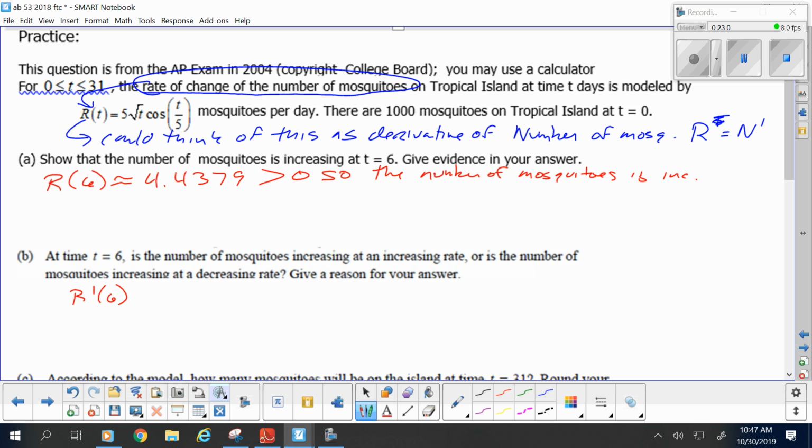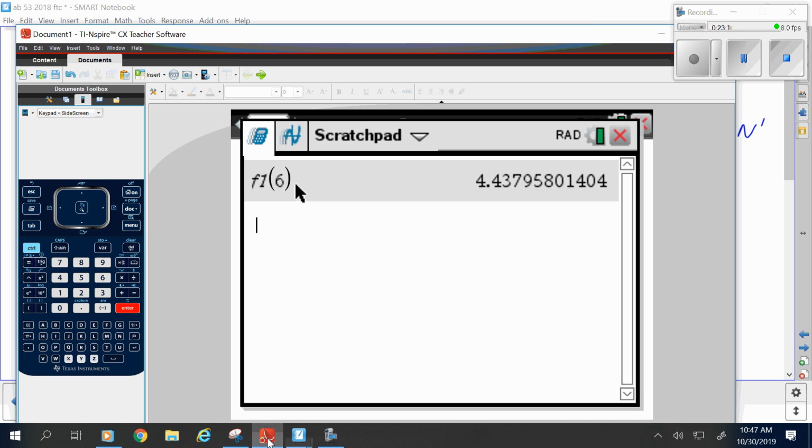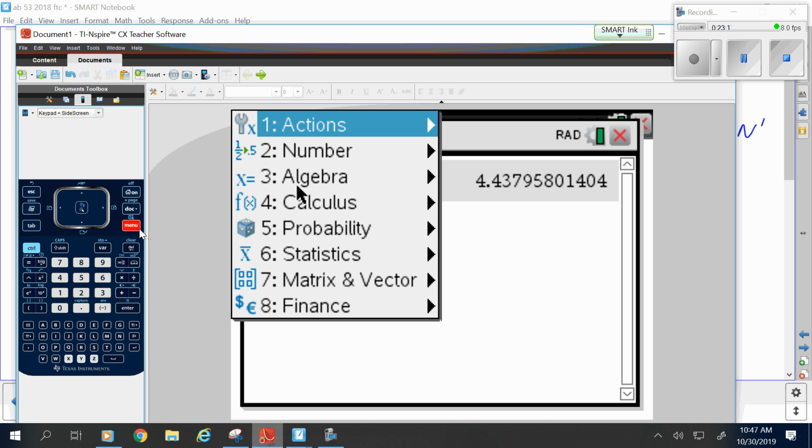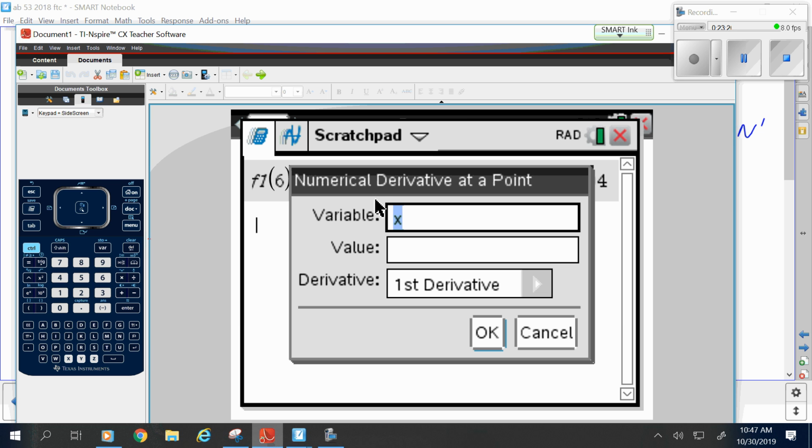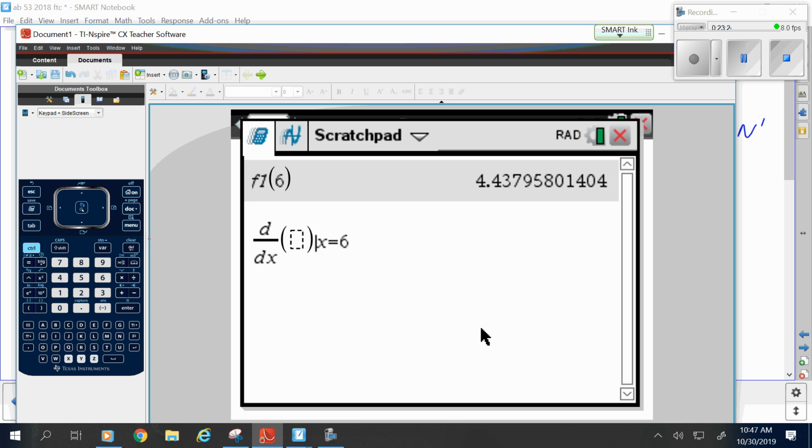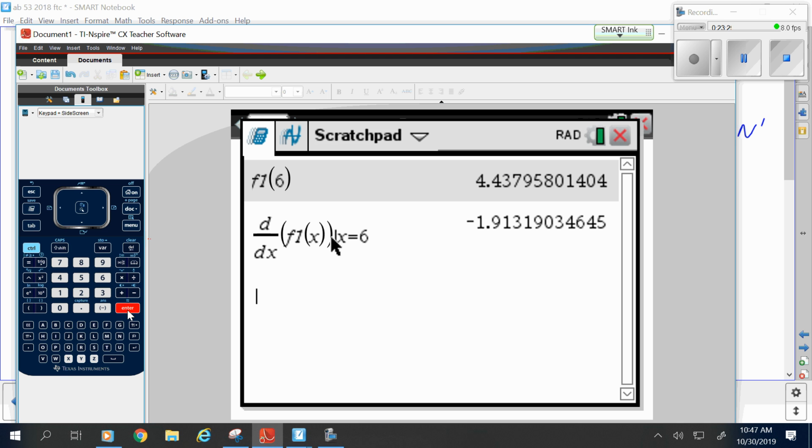Now if this is calculator active, do I need to go to the equation, bust out the product rule, and show all that? No. You do not. You can just throw it in your calculator, report the answer. So your derivative at, what is it, 6? Okay. Of the function, and I'm getting negative 1.9131. You agree? Okay.